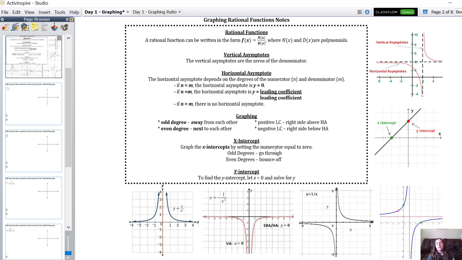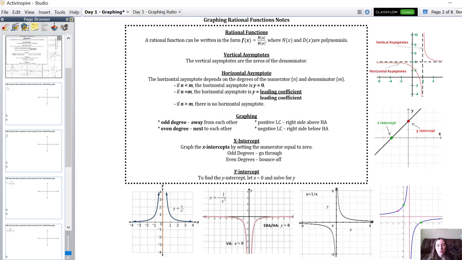Also, if you have a positive leading coefficient, you're going to start on the right side of the graph above your horizontal asymptote. If you have a negative leading coefficient, you'll start below that horizontal asymptote, again on the right side of your graph. To find an x-intercept, we're going to set the numerator equal to 0. So this is similar to the vertical asymptote, but this time we're dealing with the numerator instead of the denominator. Once we have set it equal to 0 and we've got the factors, we're going to see if we either go through that x-intercept, maybe we bounce off of it, maybe we do a little bit of a squiggle, just depending on the degree of that factor.